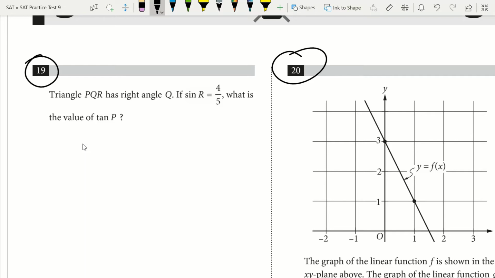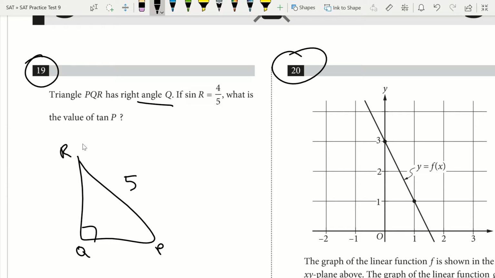Key thing you should see right away is you have a right triangle, right angle Q. Let's go ahead and quick draw this out. We'll put Q right here, right? We'll put P here, we'll put R there. We know the sine of R is 4/5, thus our hypotenuse is going to be 5. Sine is going to be opposite of R, then it's going to be 4. We see we have a 3, 4, 5 triangle. We're asked for the tangent of P. We know tangent is going to be opposite over adjacent. We see our opposite's 3, we see our adjacent is 4, thus our answer there is going to be 3/4.